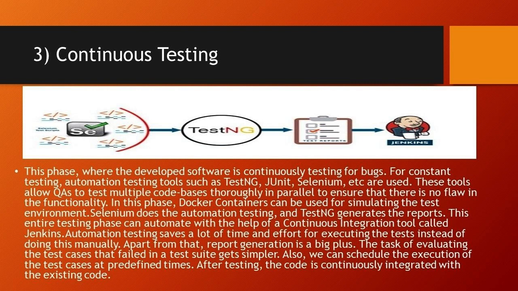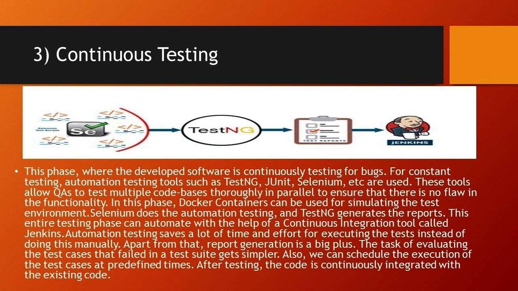Selenium does the automation testing, and TestNG generates the reports. This entire testing phase can be automated with the help of a continuous integration tool called Jenkins. Automation testing saves a lot of time and effort compared to executing the tests manually. Apart from that, report generation is a big plus. The task of evaluating the test cases that failed in a test suite gets simpler.